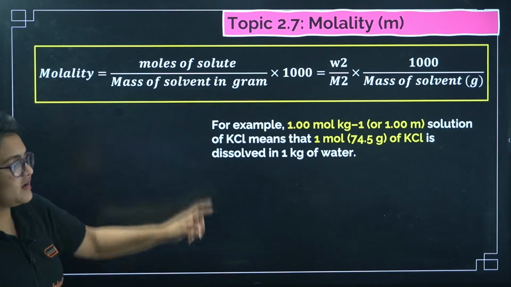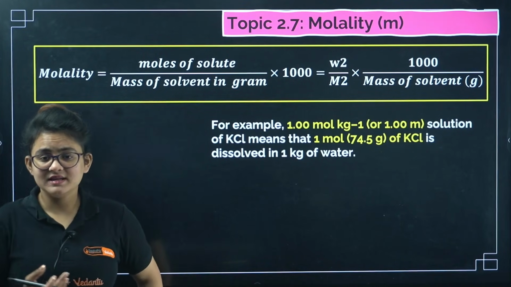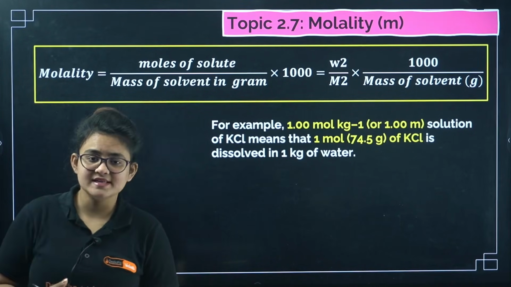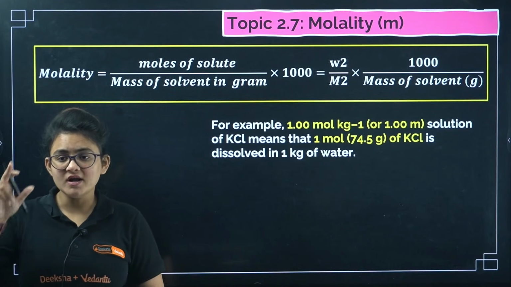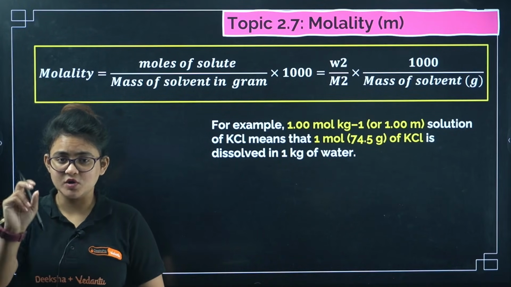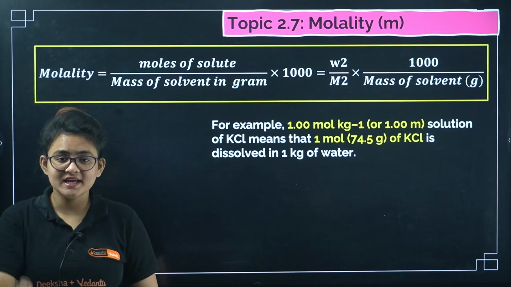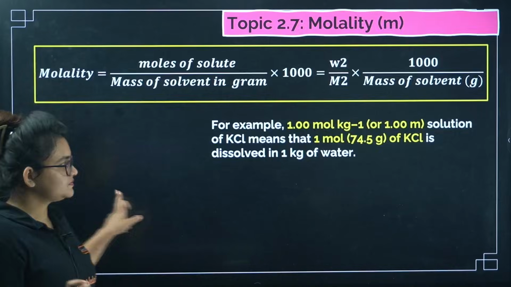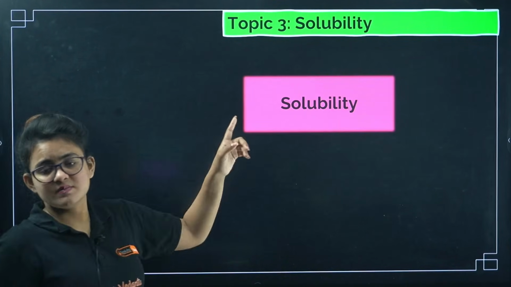So let's say if you have a 1 molal solution, let's take the example of KCl. 1 molal KCl means 1 mole of KCl, and 1 mole means the molecular weight in grams of KCl, present in 1 kg of water. That's it. Next, we will discuss solubility.